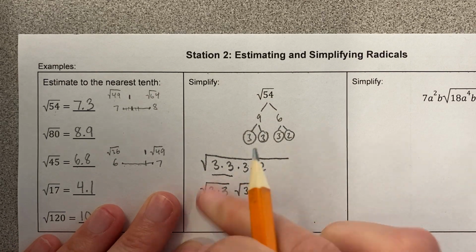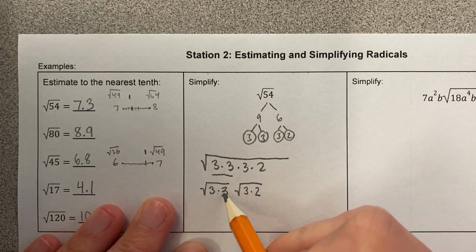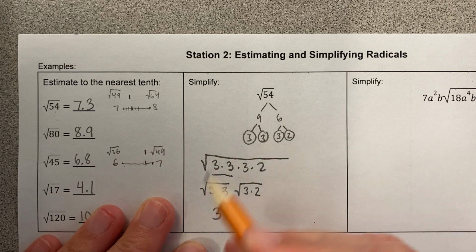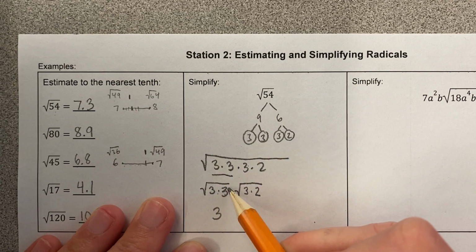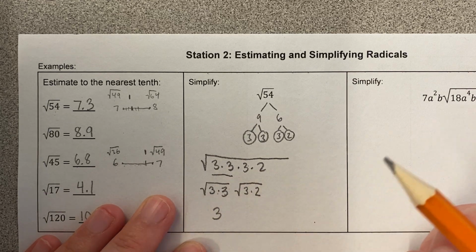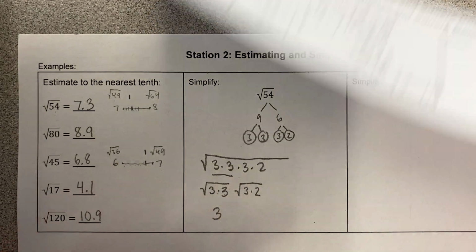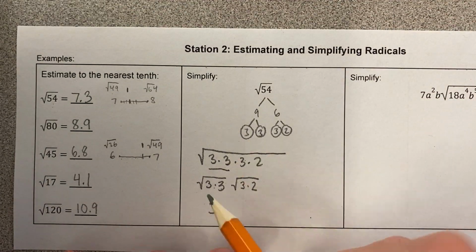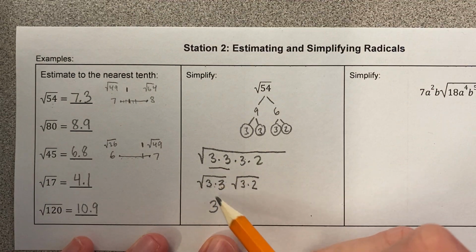These doubles, think about what this means. This is 3 times 3, which is 9. And the square root of 9. What's the square root of 9? Oh, the square root of 9 is just the number 3. You could also view this as 3 squared and square rooted. And if you did station 1, we know that square and square root are inverse operations.